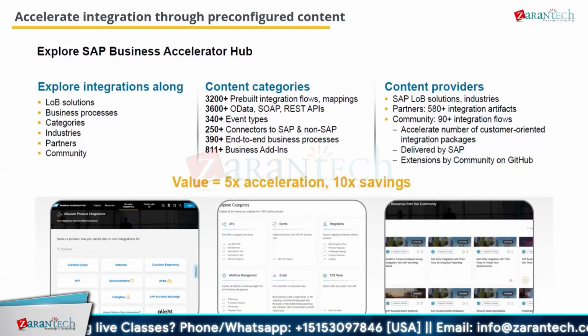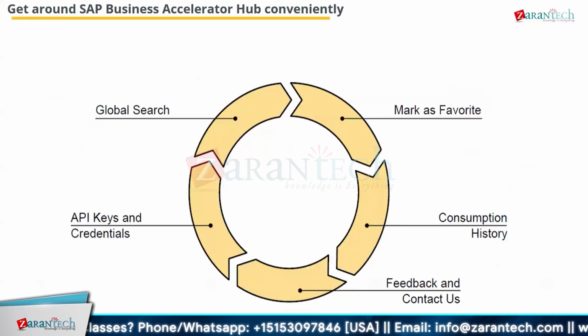What you can do is global search, API key credentials, and mark your favorites there. I'm not able to work it out now, but yes, you can do that. I'll show you how to do that, and what your consumption history is. We'll work it out, and you can send feedback too. I'll show you all these steps right away.